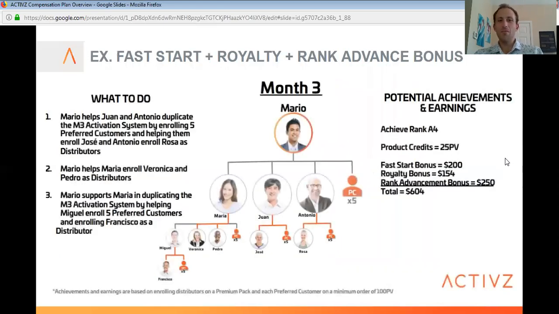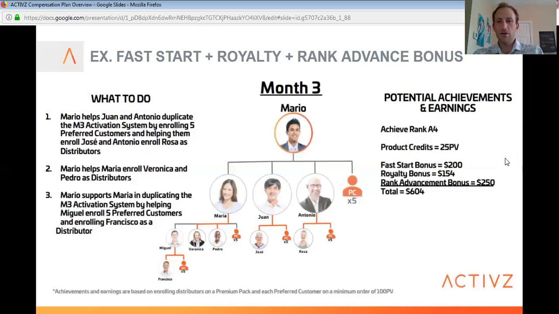So let's look at month 3. Mario has helped Maria bring on a couple more distributors as well as 5 PCs. Now we've got Miguel. He's duplicating down there exactly what Mario taught Maria. She's now teaching Miguel, and now she's brought on Francisco, a new distributor, as well as 5 PCs. And then Juan and Antonio are duplicating perfectly, just like Mario taught them. And so through that, he's achieved rank A4. He's earned 25 product credits, a fast start bonus of $200, royalty bonus of $154, rank advance bonus for hitting that A4 of $250. So month 3, he's seeing $604. So he's definitely in the black on his business. Month 3, I don't know many businesses out there that you could be positive that quickly, and obviously, and then some. You add that to his previous months. Nice, very nice extra part-time income.